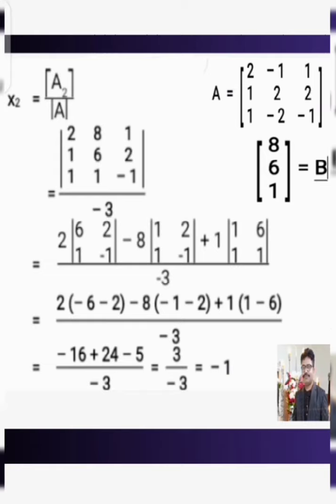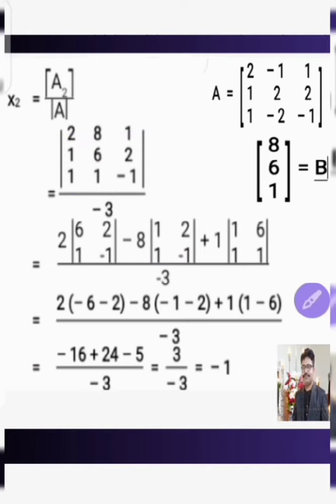As I've told you 2 times, for the procedure of the 3 cross 3 determinant, we will take the value of 2, then the column and row of that element will be cancelled. 6, 2, 1, minus 1 will be written here, and the second value is 8, and we have assigned the minus sign with 8. Now the column and the row of 8 will be cancelled. 1, 2, 1, minus 1 are written here.